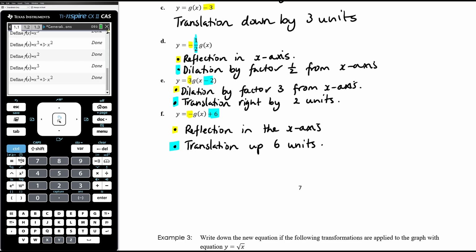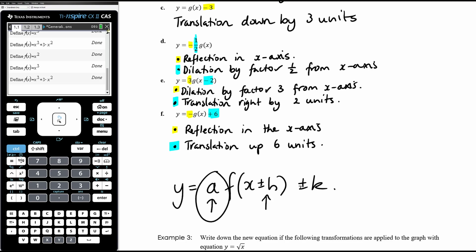So as I said, the format that I will be giving you the functions in for this year will nearly always, I'll let you know if it's different, but we'll certainly nearly always assume that it is reflections and dilations followed by translations. If your equation is in this form, a times f of x plus or minus h and then plus or minus k, this turning point form, it is always this dilation and reflection, then these translations. Okay.